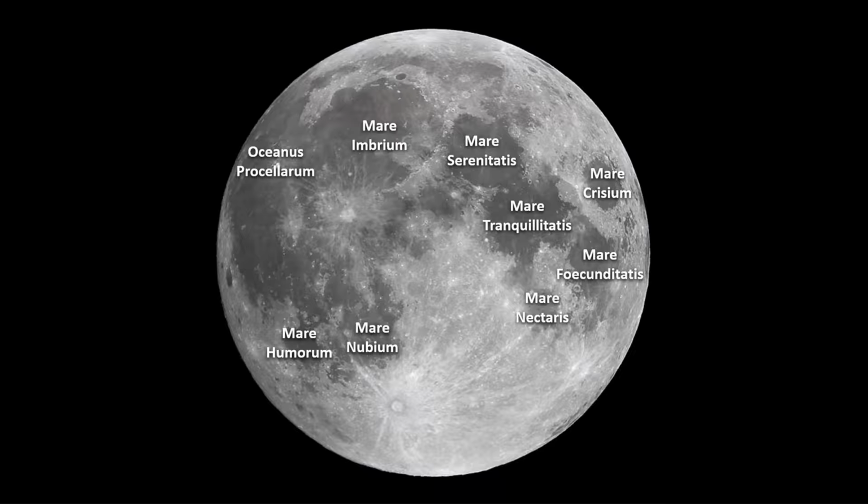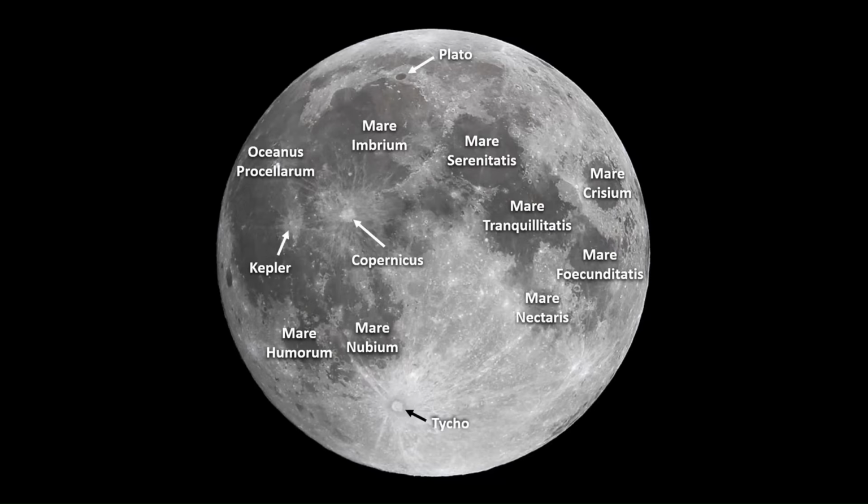So many of the Maria have names of either weather or kind of emotions. So there's the ocean of storms. There's the sea of moisture, the sea of showers, the sea of tranquility, the sea of serenity, and so on. And we do have many of the craters named by Riccioli.